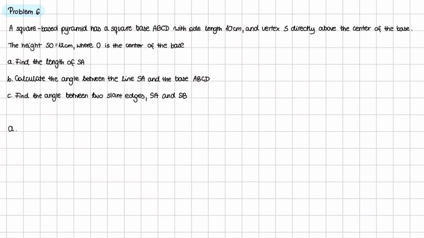A square-based pyramid has a square base ABCD with side length 10 centimeters and vertex S directly above the center of the base. The height SO equals 12 centimeters, where O is the center of the base. A. Find the length of SA.